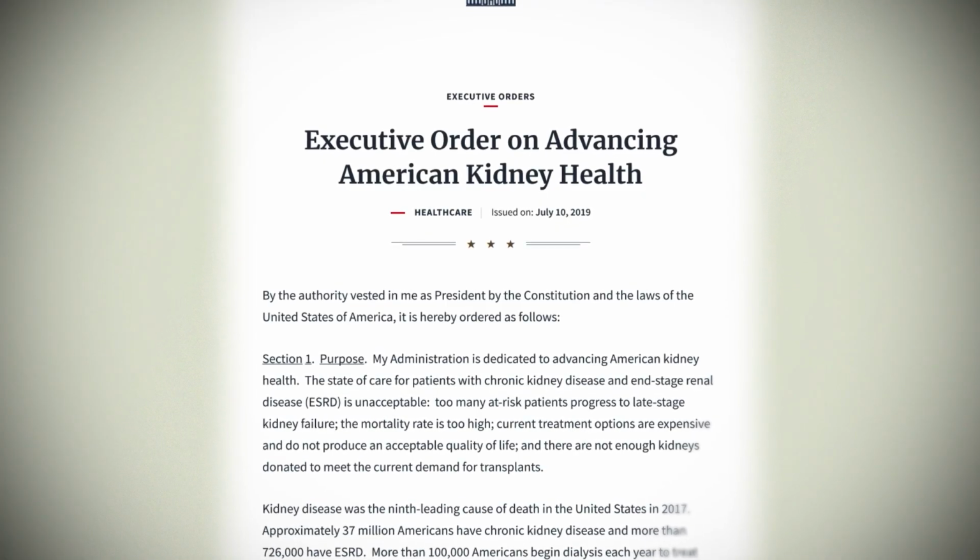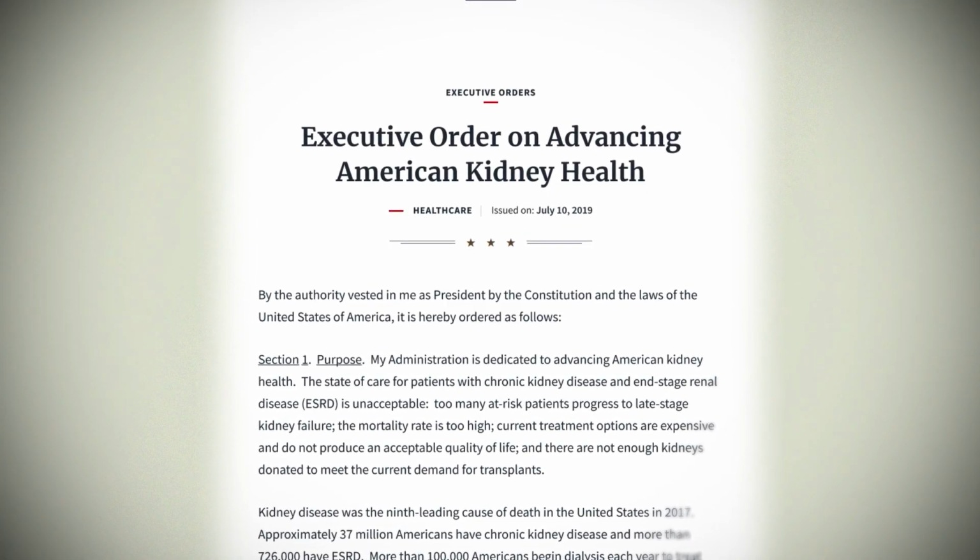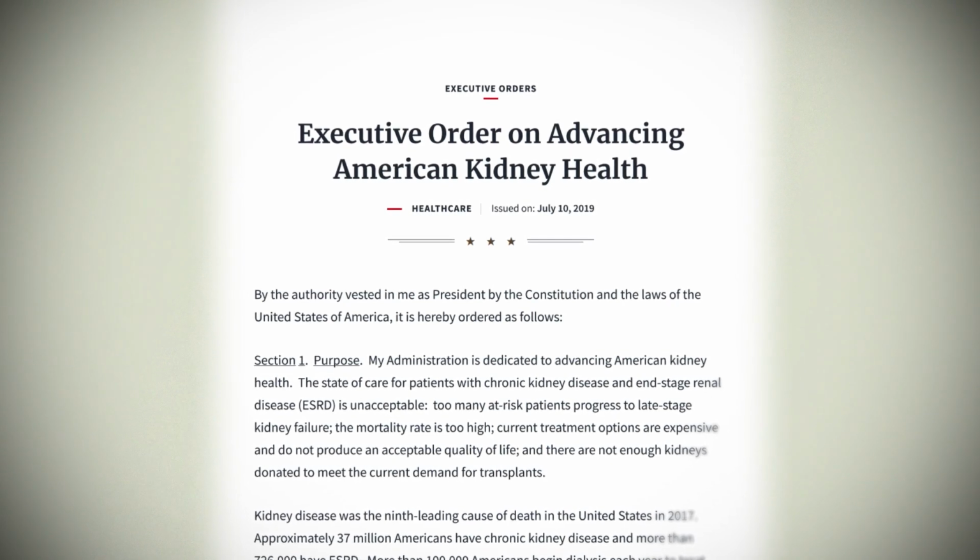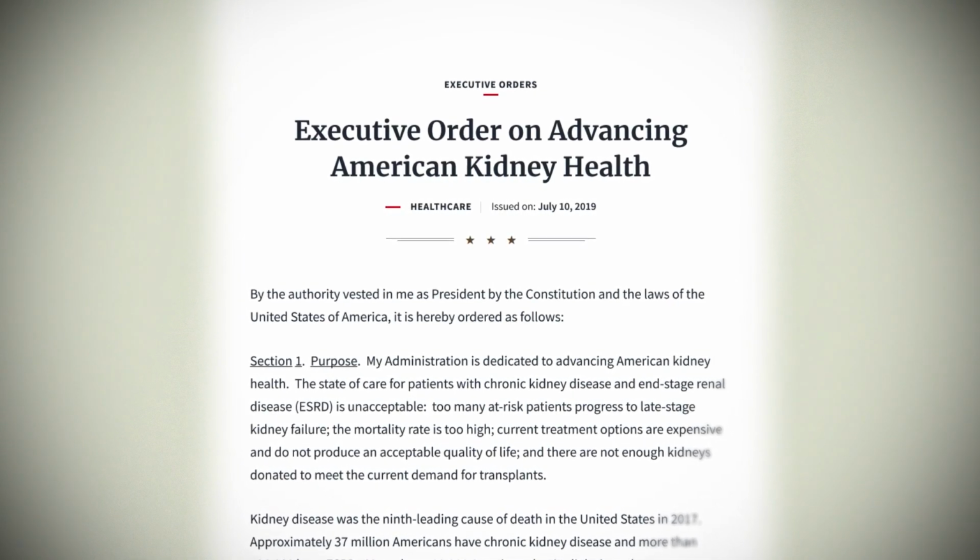Several of us from the RPA, both volunteers and staff, attended the signing of the executive order, which really did, in many ways, lead to changes in how nephrology care is delivered.